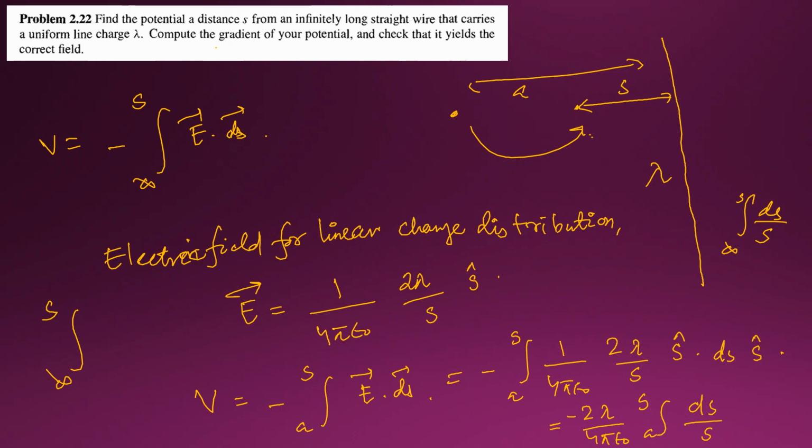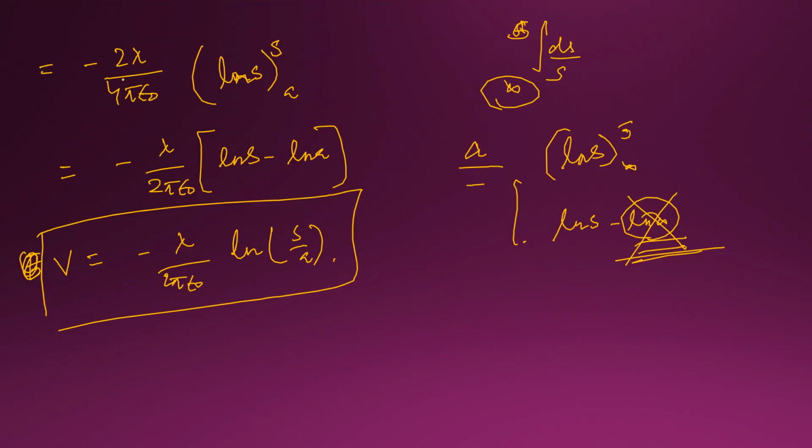Compute the gradient of the potential. Check that it yields the correct field. Okay, let's do it. We got this potential. So he is saying check whether this is the correct potential. This is the electric field. So the gradient will be del by del s, isn't it, because s is the variable here.